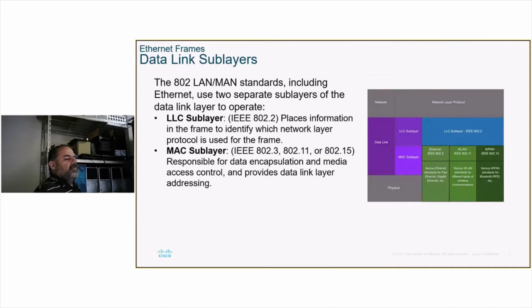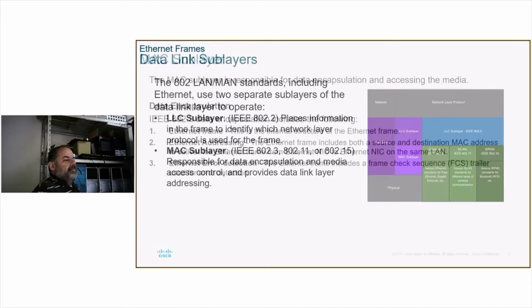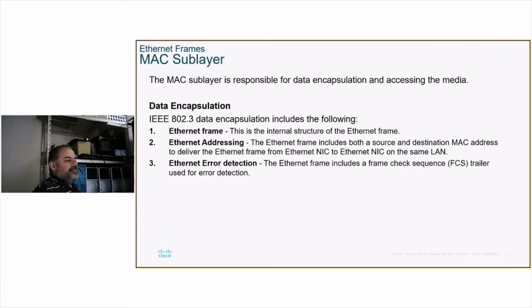All right. So the 802 standards: the logical link control sublayer, 802.2, places information in the frame to identify which network layer protocol is used for the frame. And then the MAC sublayer is responsible for the data encapsulation and media access control and provides data link layer addressing. And that's why we call it a MAC address.